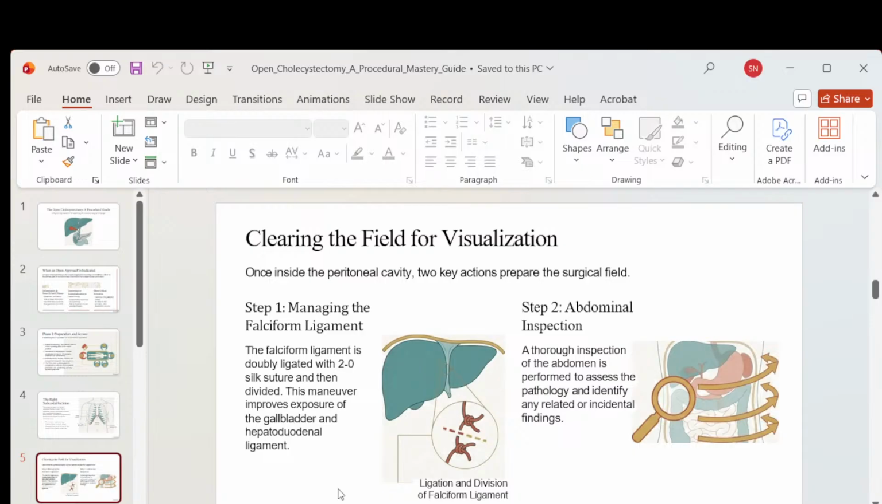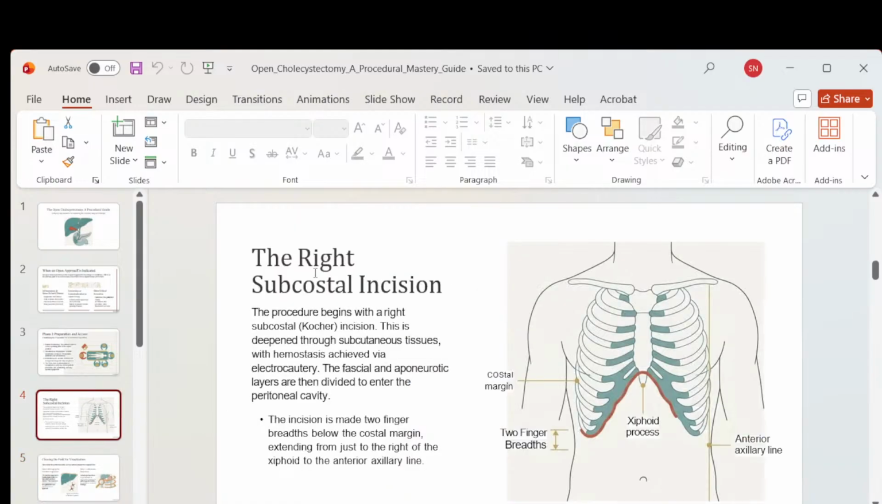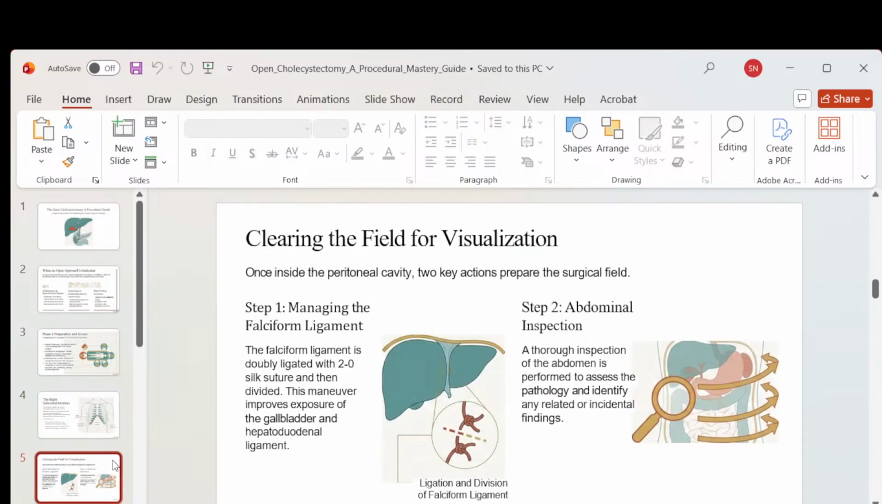Clearing the field for visualization. Once inside the peritoneal cavity, after the right subcostal incision, the peritoneum is entered, and the steps are made to enter into the peritoneal cavity. So, incision of the peritoneal cavity.